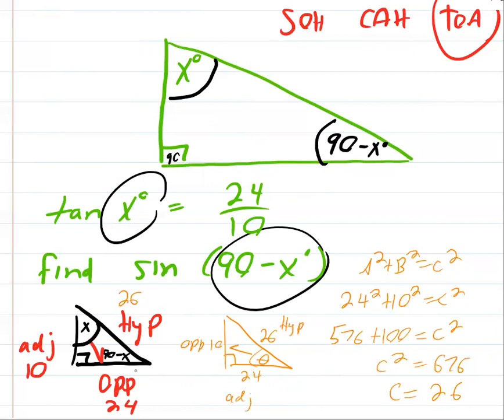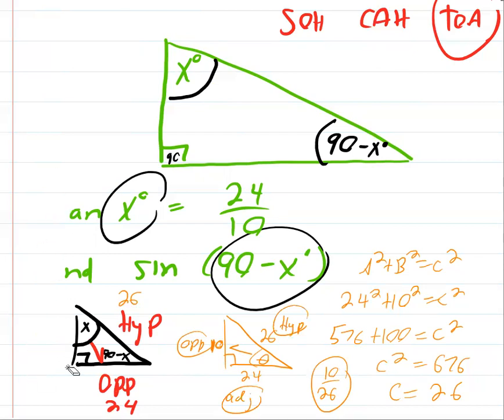And we're looking for the sine of that angle theta, which is opposite over hypotenuse. And opposite over hypotenuse is the 10 over the 26. And you can simplify it, make it 5 over 13. But that's our answer. That's the sine of the other angle here.